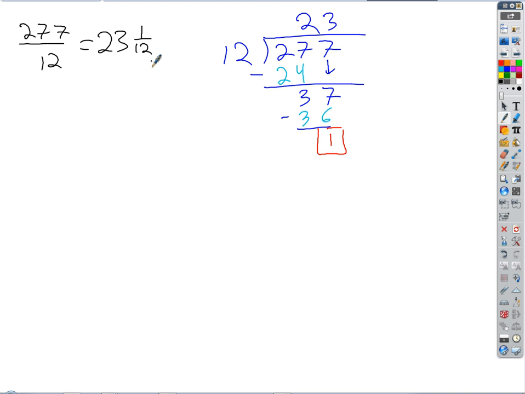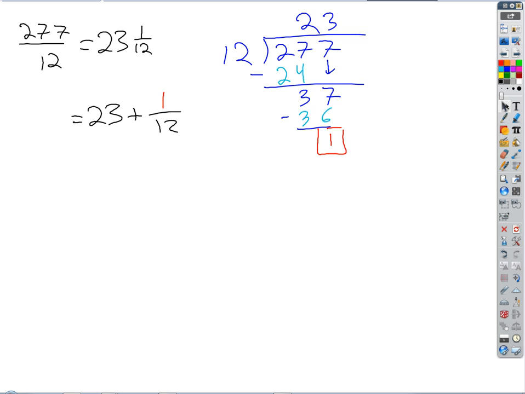But really, what does a mixed number mean? We don't really use mixed numbers anymore. What that really means is 23 plus 1/12. 23 and a 12th is 23 plus an additional 1/12, right?